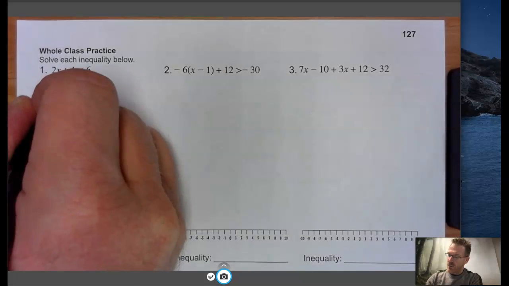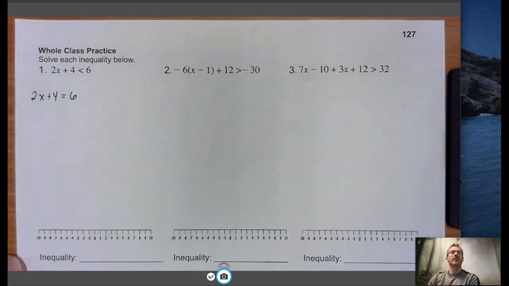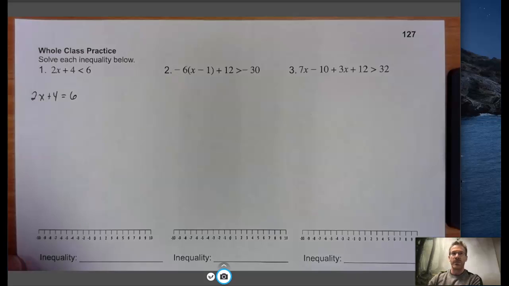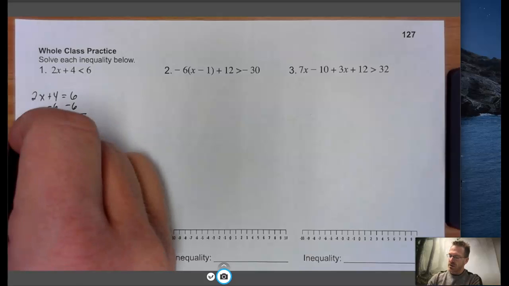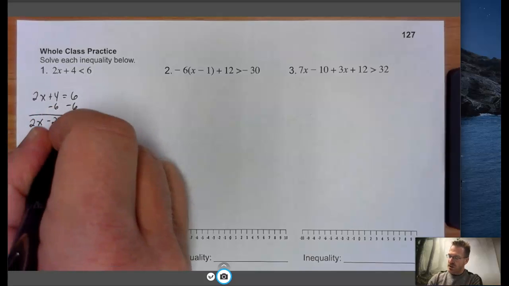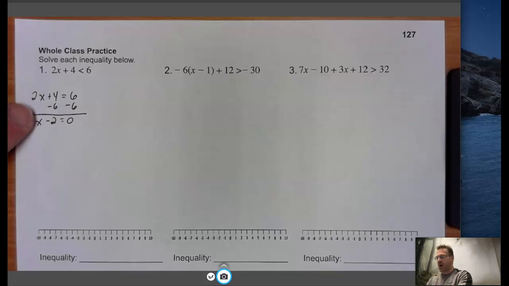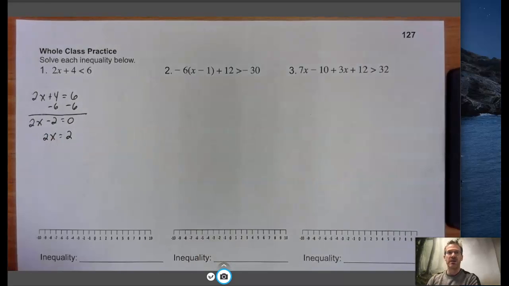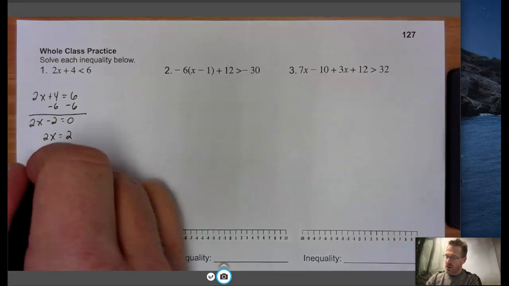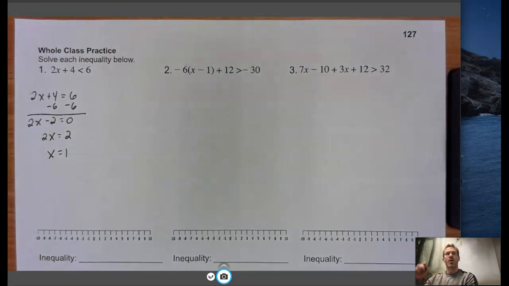So 2x plus 4 is equal to 6. Notice I don't have to worry about any distribution or combining like terms, so I can go ahead and start by making one side equal to 0. So I'm going to subtract 6 and subtract 6. So I get 2x minus 2 is equal to 0. Now I can use my 0 property. What minus 2 is 0? 2. So that means that 2x has to equal 2. And then 2 times what is 2? 2 times 1 is 2. So that means x is equal to 1. So 1 is our anchor.